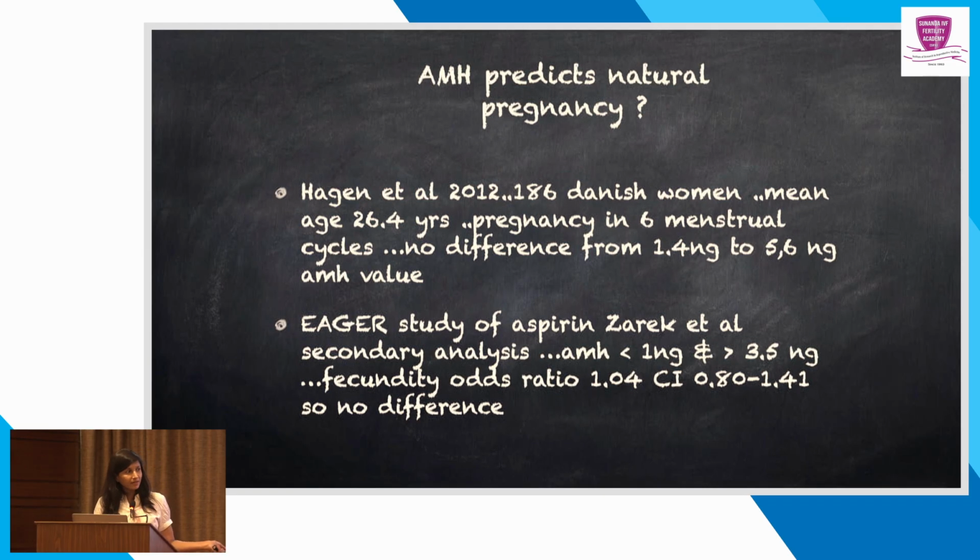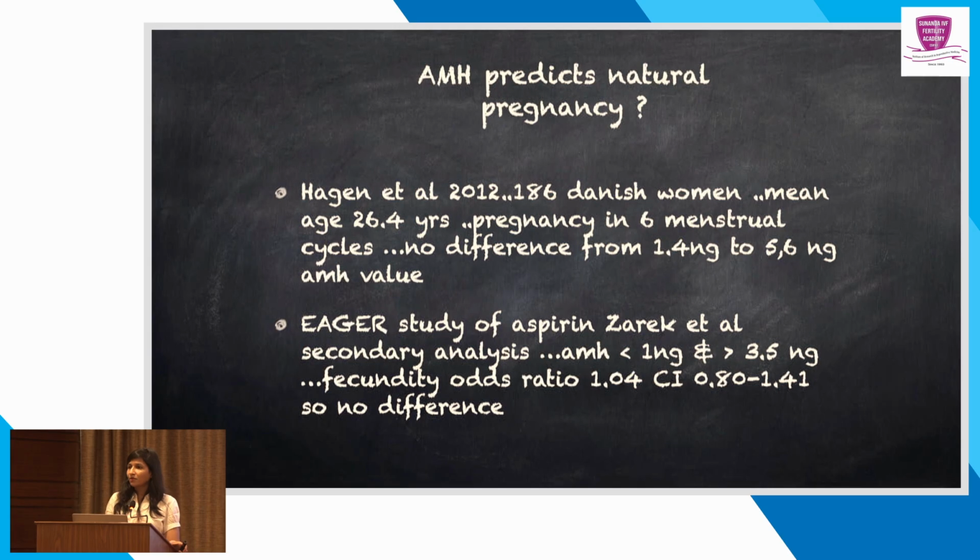Again, they have done a study, the EAGeR study, which is a dose-finding study of aspirin. When these patients conceived, they looked at their AMH value, and they saw a fecundity odds ratio of 1.04, and there is no significant difference between AMH less than 1 nanogram and more than 3.5 nanogram. So who won't get pregnant? They may be PCOS patients, because with very high AMH they are not ovulatory and we must treat them.